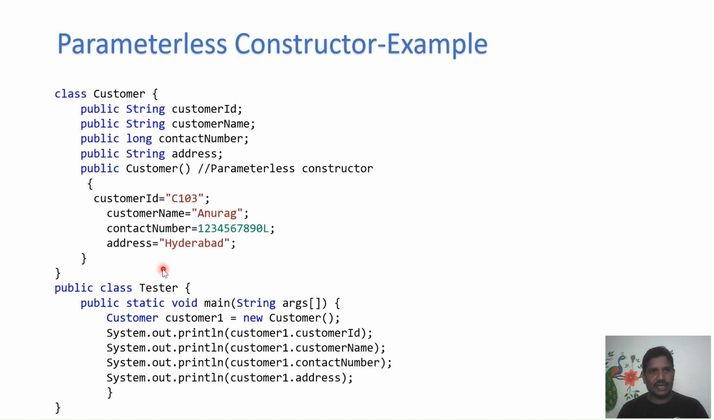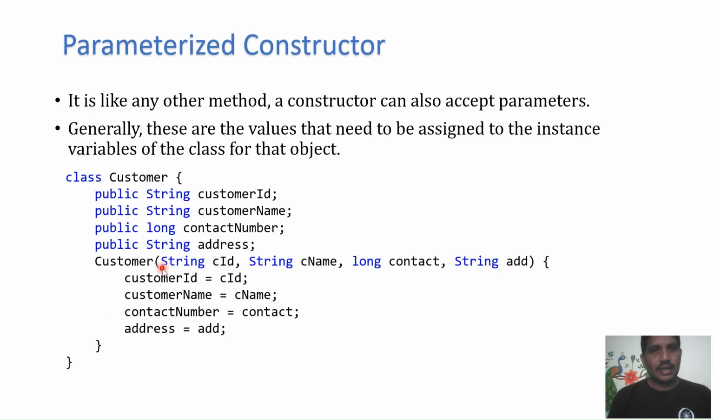Then I will go for the parameterized constructor. It means that the constructor can take or accept parameters. Those types of constructors are called parameterized constructors. Generally, these are the values that need to be assigned to the instance variables of the class for that object. See here, this is the constructor name. These are the parameters 1, 2, 3, 4. The constructor consists of 4 parameters. Now we say that it is called a parameterized constructor.